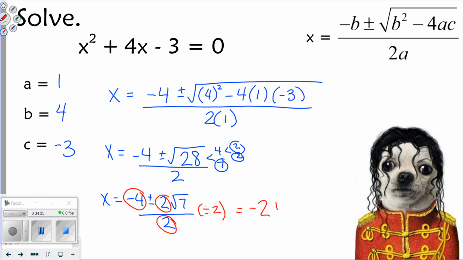So we'll get negative 2 plus or minus. If you want the 1, you can have it. If you don't want it, you don't need it. Same thing with the 1 on the bottom. So negative 2 plus or minus radical 7.